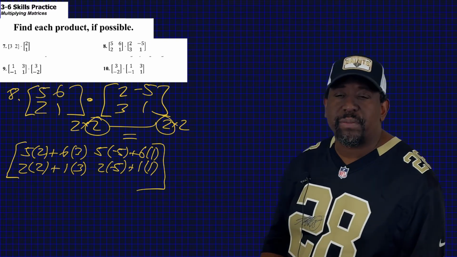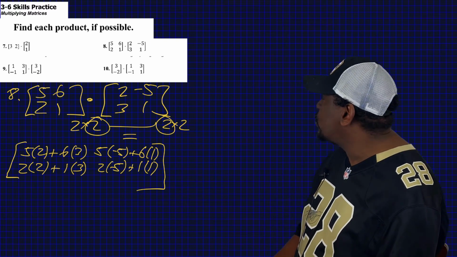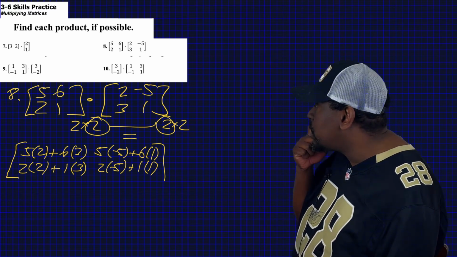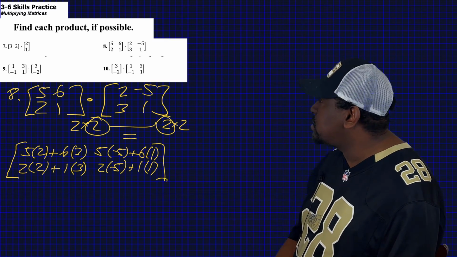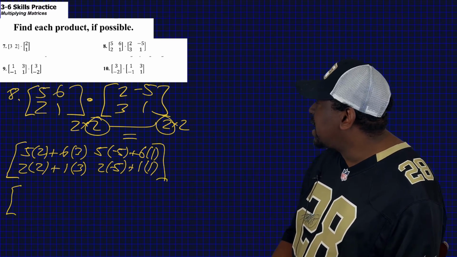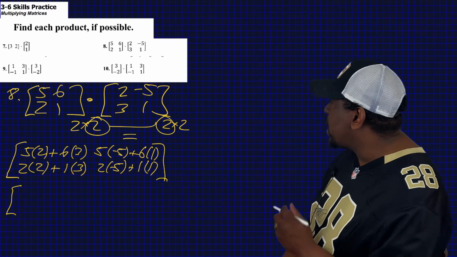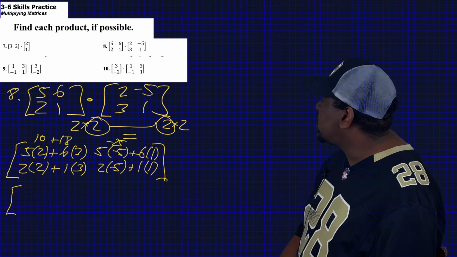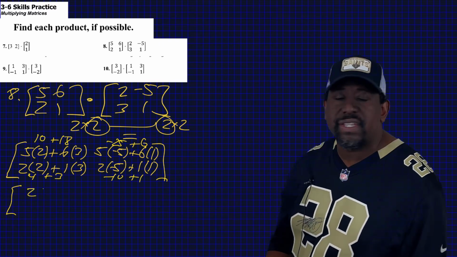So now we want to simplify these products, and we will have our new matrix that's the product of these two. So as you can see, first row, first column, 5 times 2 is going to be 10. 6 times 3 is going to be 18. A lot of times you can write the product right above the work there, like I'm doing, like the NOLA Mathman is doing. That gives you 10 plus 18 in the first row, first column. First row, second column, -25 plus 6. Second row, first column, 4 plus 3. And second row, second column, -10 plus 1.